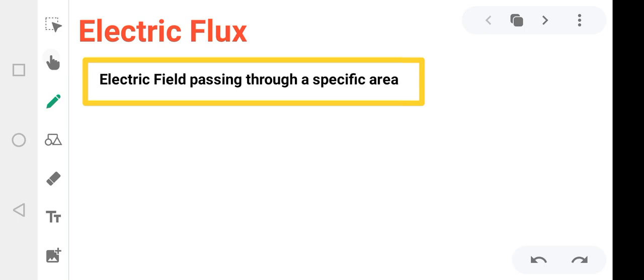Today we are going to talk about the electric flux. So, what is the electric flux? Electric flux is nothing but the electric field passing through a specific area.